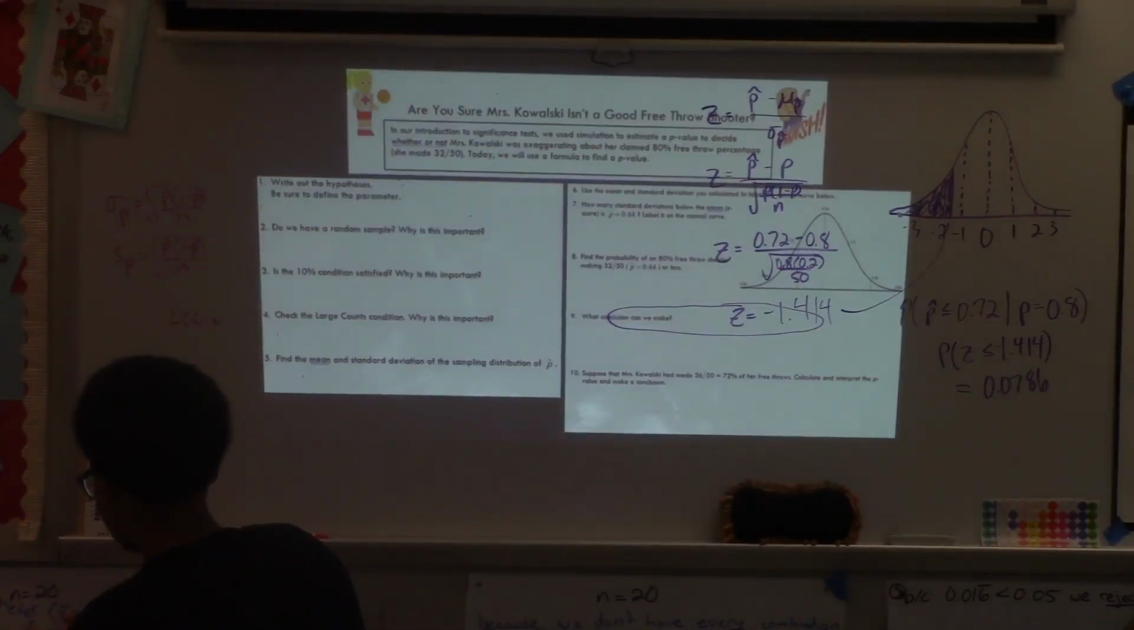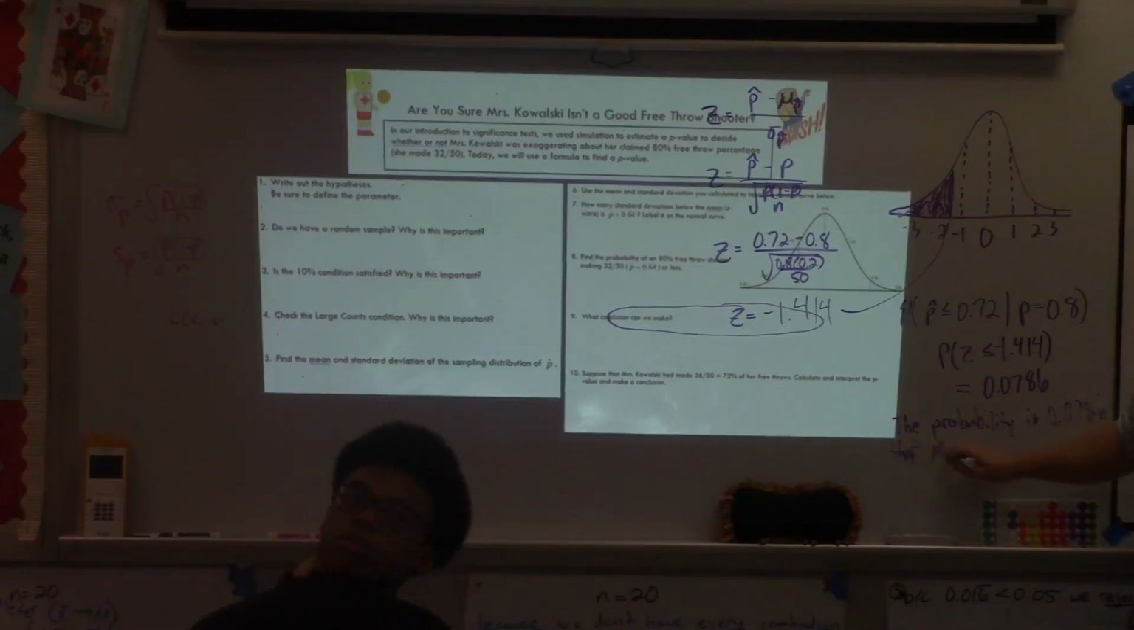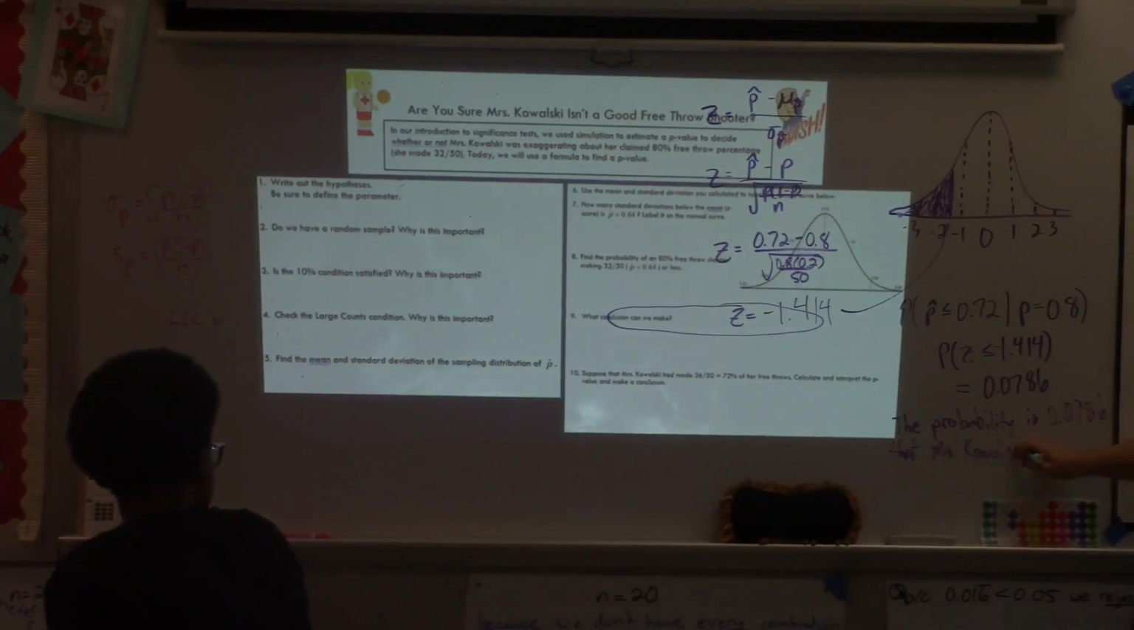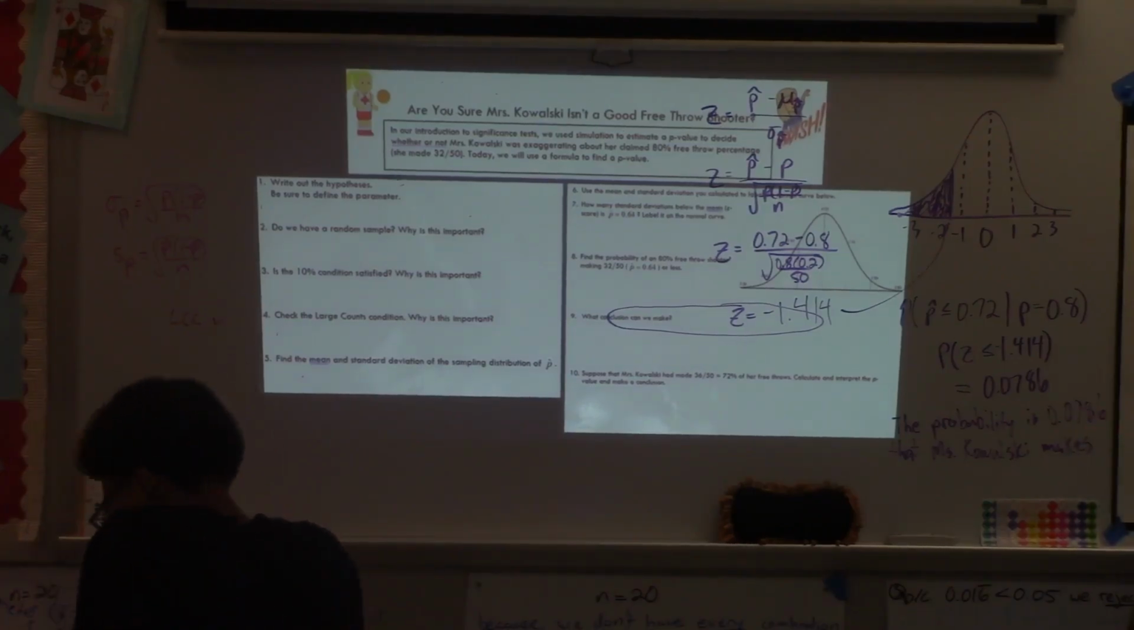to interpret this p-value. So, the probability is 0.0786 that Miss Kowalski makes 72% or less of her free throws, given her true proportion that she makes is 0.8. So the probability is 0.0786. I've reported my p-value that Miss Kowalski makes what? Less than 0.8. She makes less than what?